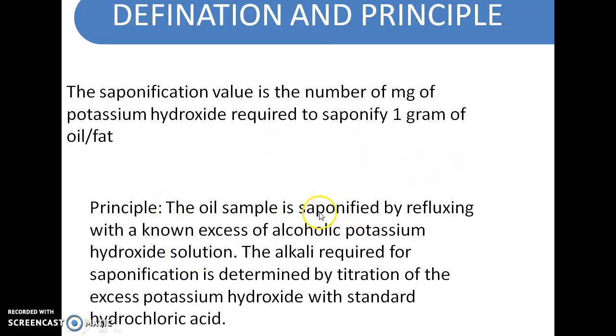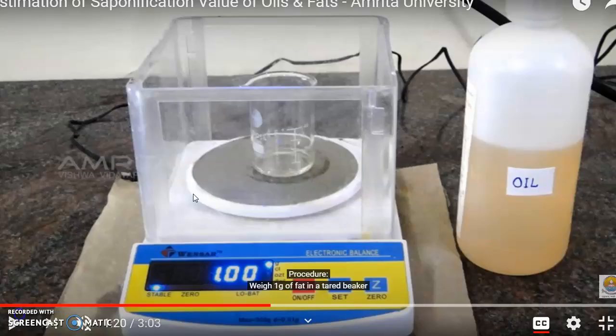Here, the triglycerides are there. These are the triglycerides. When we treat them with alcoholic KOH, we get the acid salt and glycerol. The triglyceride after saponification gives glycerol and soap.